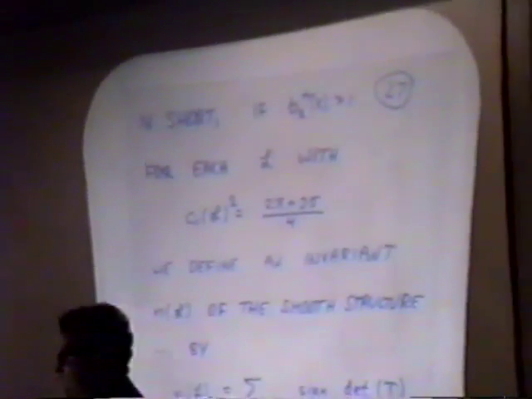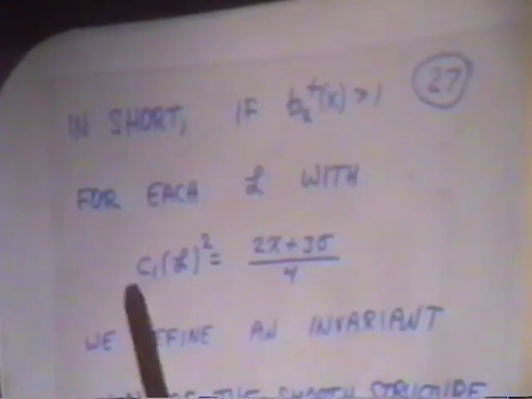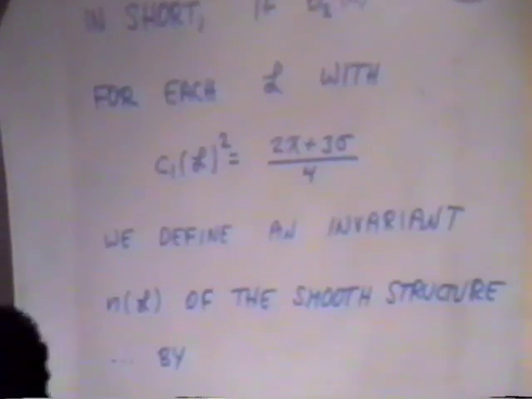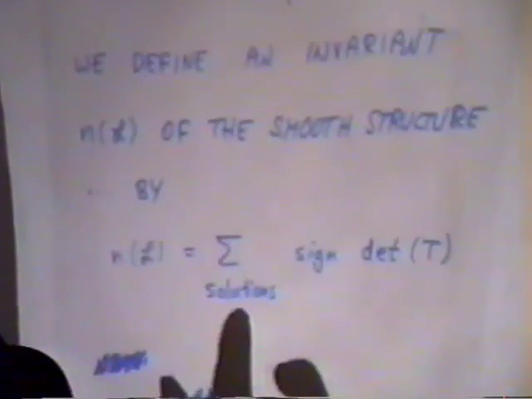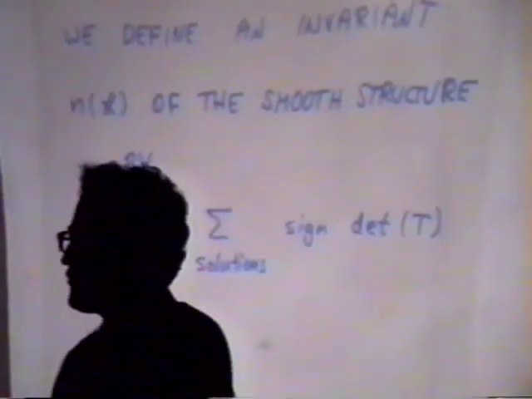In short, if b2 plus is bigger than 1, then for every line bundle obeying this property, we define an invariant of the smooth structure as the sum of all solutions of the equations, with each solution weighted by the sign of the determinant of T.